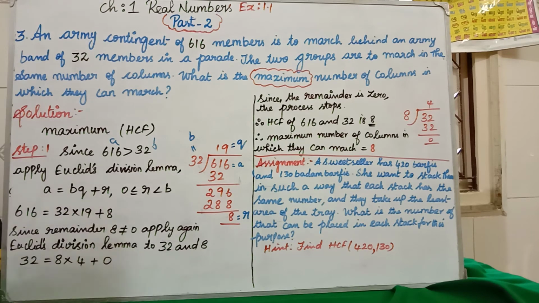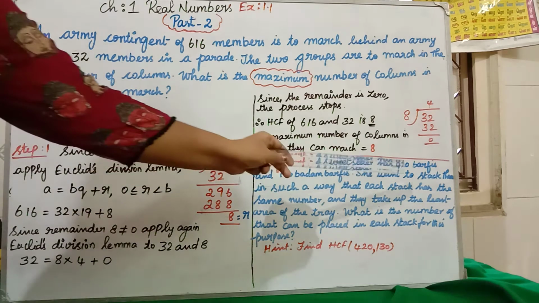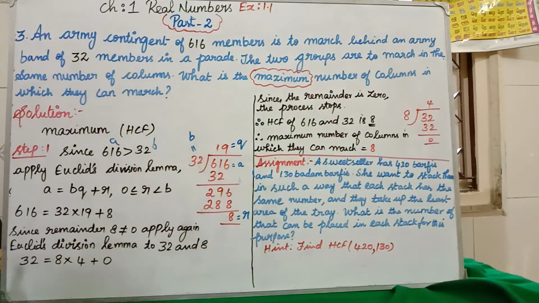In this question also we have to find the HCF of 420 and 130. You have to find it the same way. When you attain 0, what is your divisor at that time? That is your answer. Clear? All of you have understood the first sum and second sum. Now this is your third sum. I hope you all understand up to this third sum. Next session we will see the fourth question.